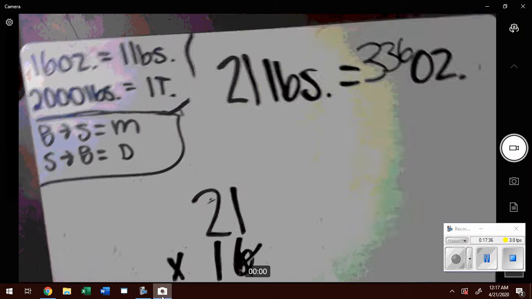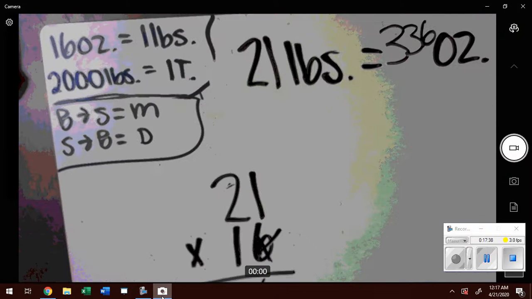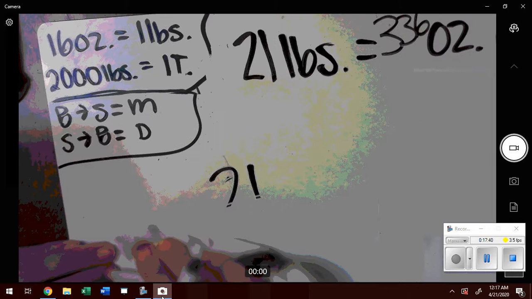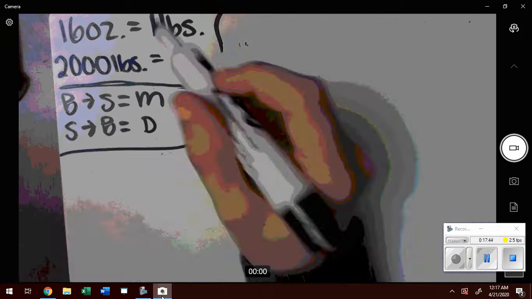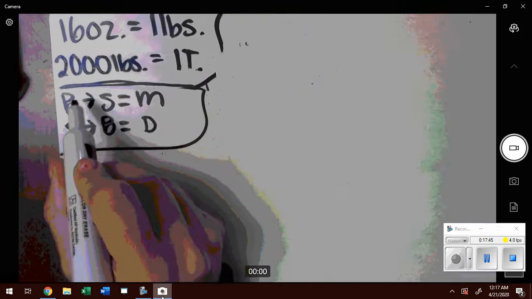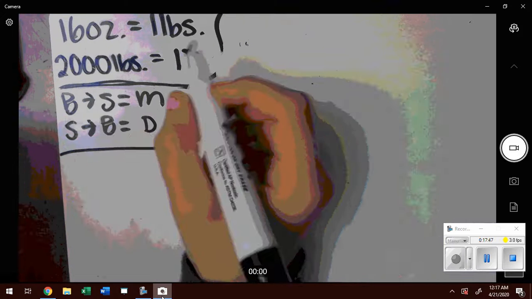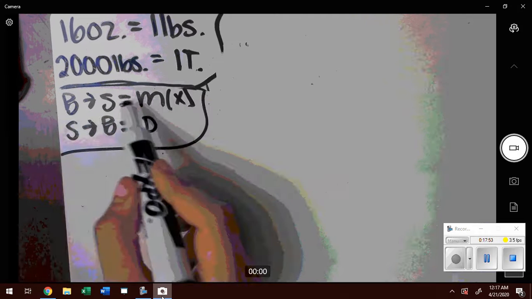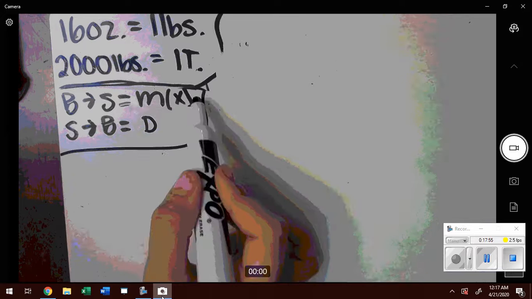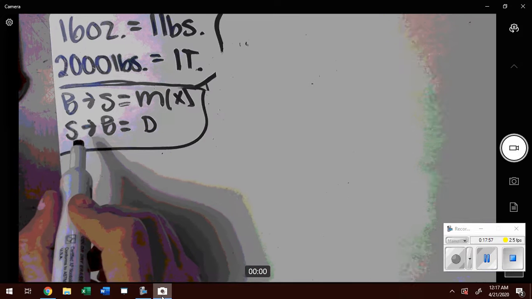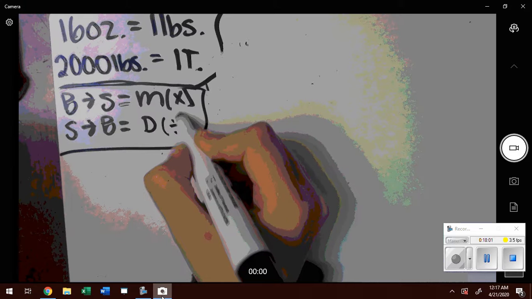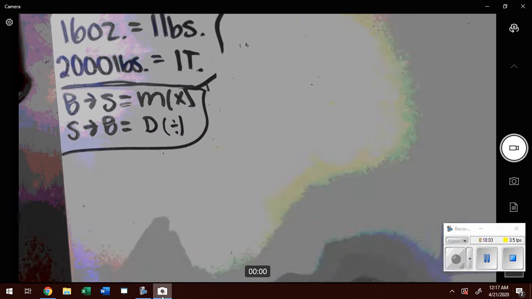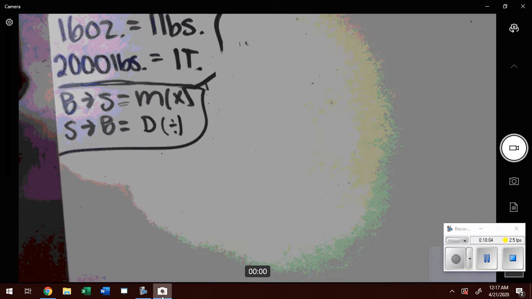All right, again, if you want to pause it and write these two things down on your piece of paper or a Post-it note or something to help you with your assignment. When you're going from a bigger unit to a smaller unit, you have to multiply. And when you're going from a smaller unit to a bigger unit, you have to divide. That will help you to understand what you need to do to make the correct conversion.